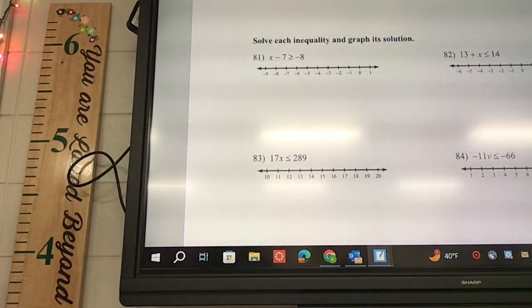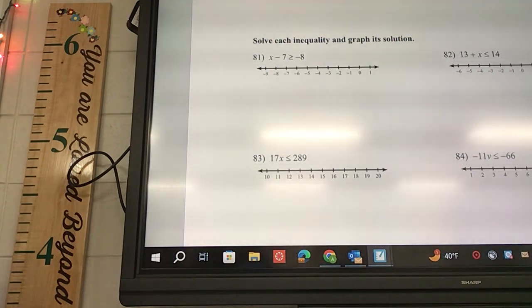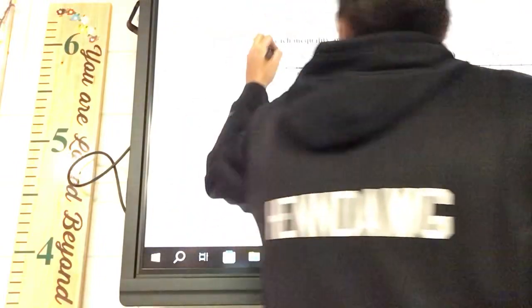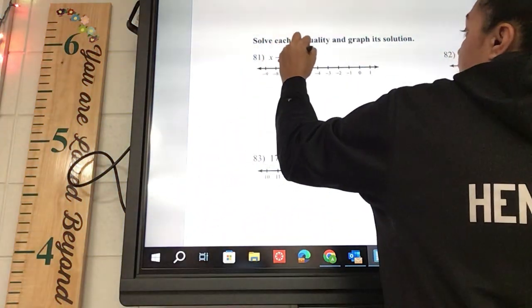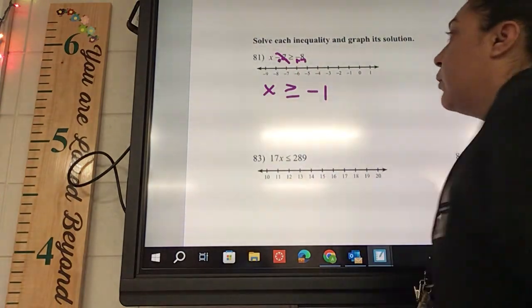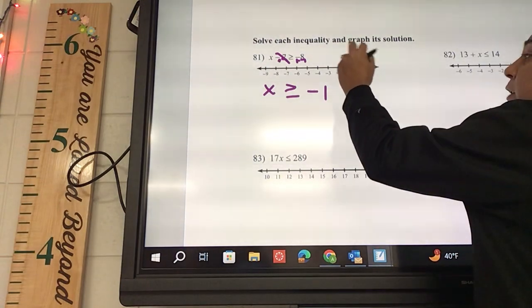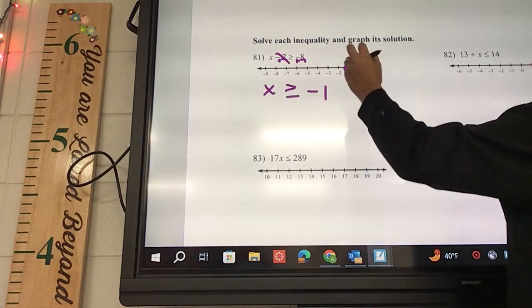Okay, 81. What needs done? Add 7 to both sides. Okay, and I'm going to do mine right here. Okay, plus 7, plus 7. So I'm going to get x, and that's going to be a -1. On the -1, is that going to be open or closed? Closed. Going which way? To the right.